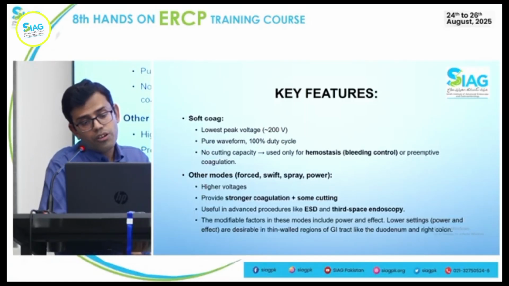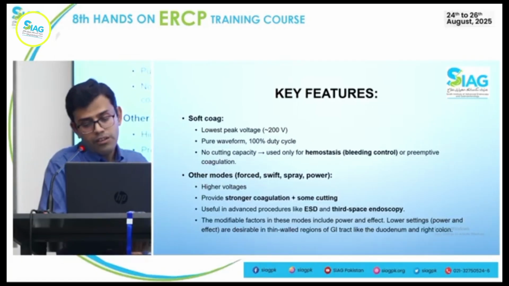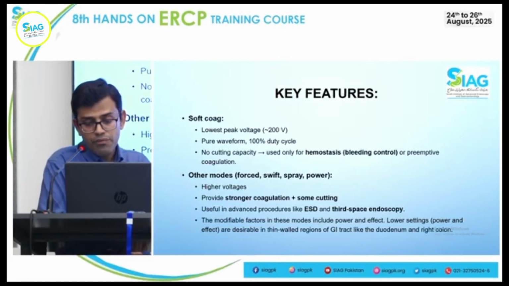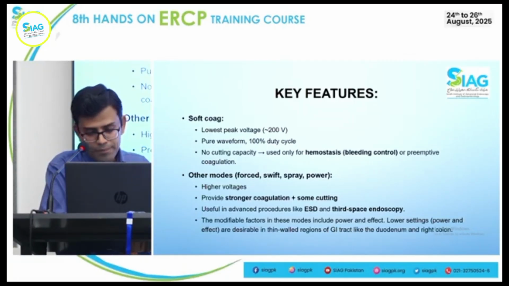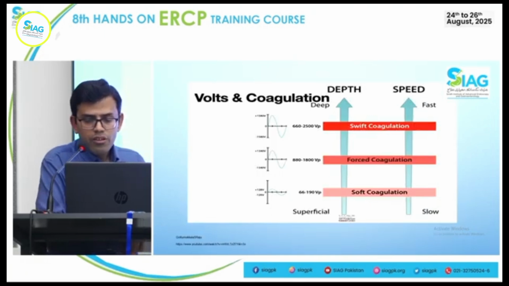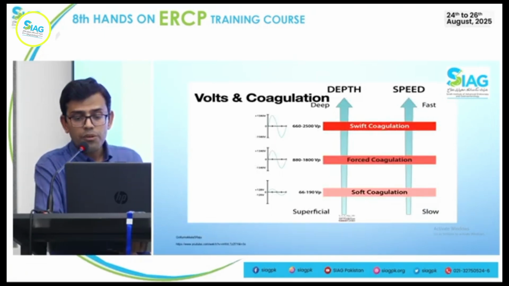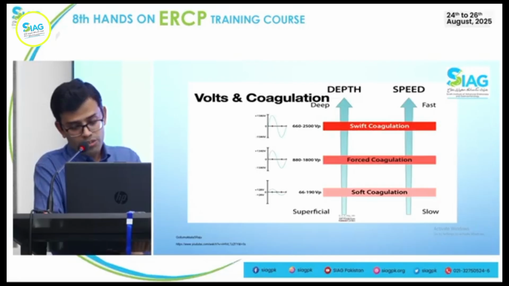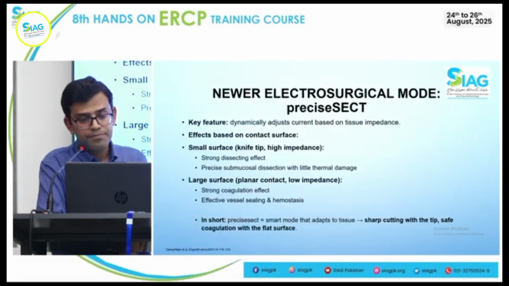In case of coagulation, we have two modifiable factors. Like in cutting, we had 3, but in coagulation, we have just 2 modifiable factors. That is power and the effect. So this picture clearly shows us that soft coagulation is relatively a superficial one, and swift coagulation is on the other extreme with increased depth and increased voltage.